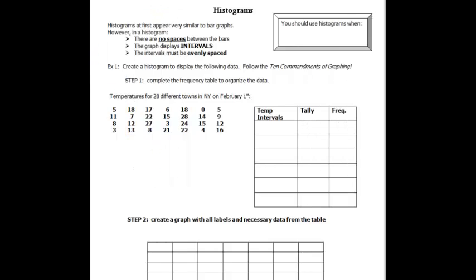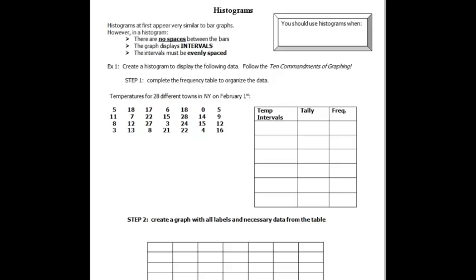Let's take a look first at histograms. Histograms at first do appear very similar to bar graphs. The difference is we don't have a space between the bars, and we display intervals of data. So each individual piece of data is not going to be displayed. It's only going to be grouped in with similar pieces of data. And our intervals have to be evenly spaced.